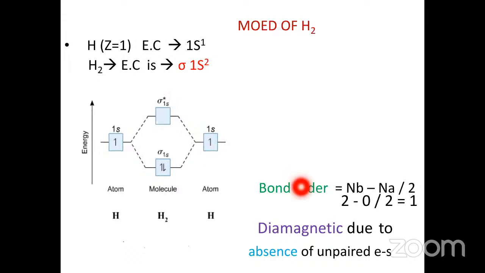Now, how to calculate the bond order? Bond order is equal to the number of electrons present in the bonding orbitals minus the number of electrons present in the anti-bonding orbitals, divided by 2. Here, 2 electrons are present in the bonding orbital, minus 0 electrons in the anti-bonding orbital, divided by 2, equals 1. So the H2 bond order is 1. It exhibits diamagnetic nature because of the absence of unpaired electrons. That means the orbitals are completely filled with electrons and there are no unpaired electrons. That is the reason it is diamagnetic in nature.